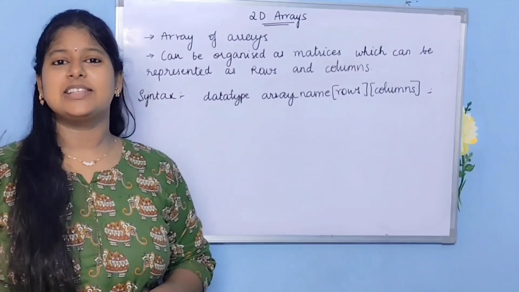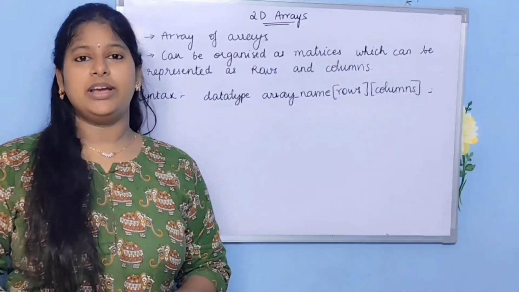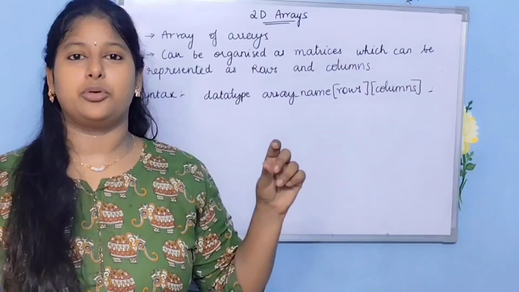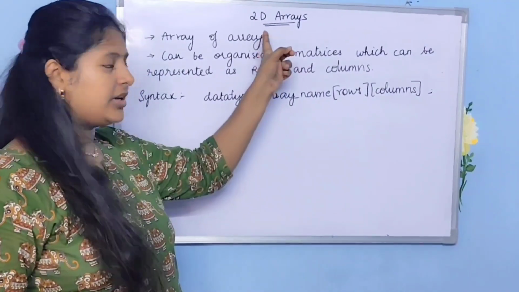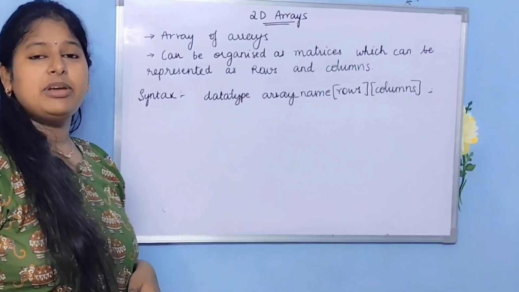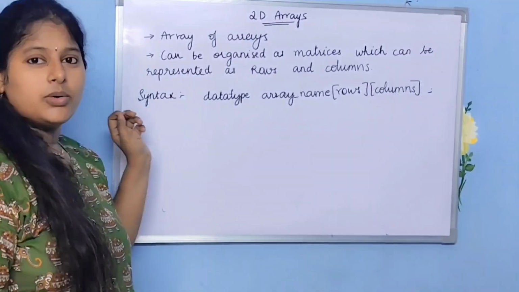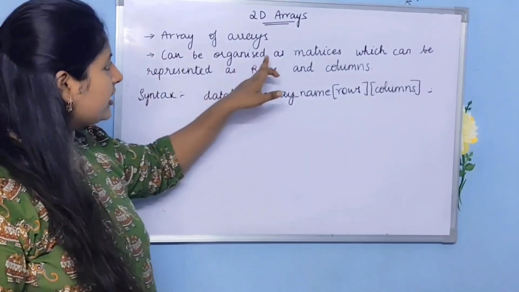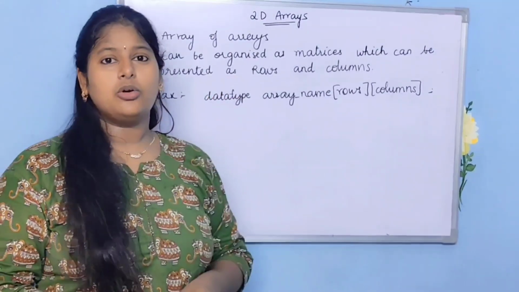Okay, so in the last class we have seen what is meant by a 1D array. That complete 1D array can be represented as a single row, right? So we have an advanced array that's called a 2D array. This 2D array is also called an array of arrays. That means one array will be consisting of another array also. Okay, what is the definition? It can be organized as matrices, which can be represented as rows and columns.